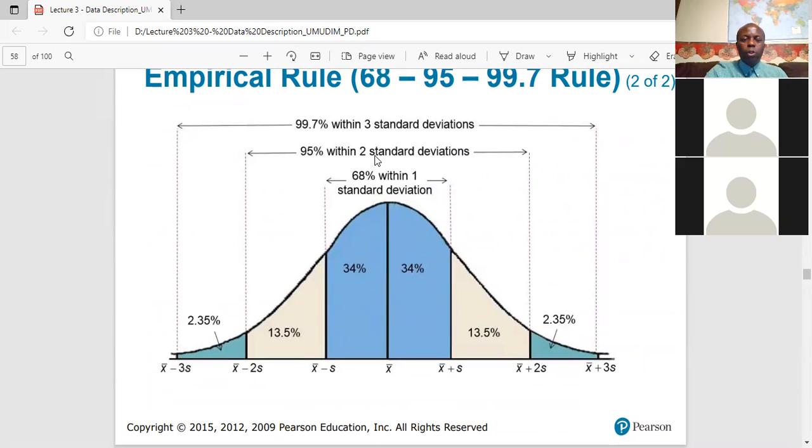95% fall within 2 standard deviations. So now you have 68%. So to get this 13% here, what you're gonna do is subtract 68% from 95, and the answer you get there, you divide by 2 to get this number here.